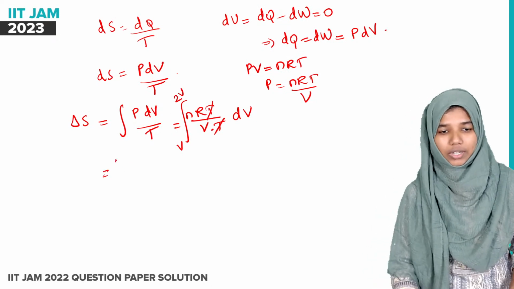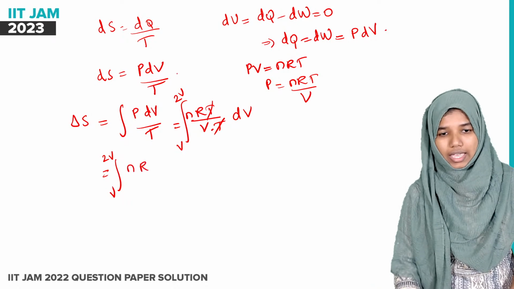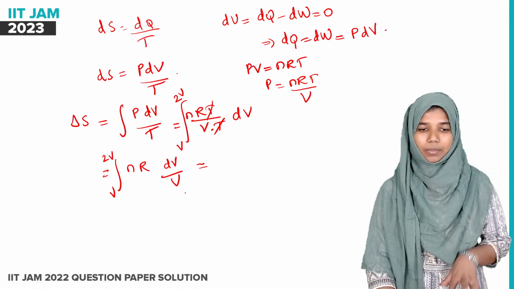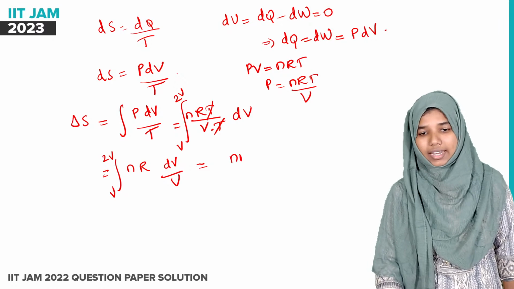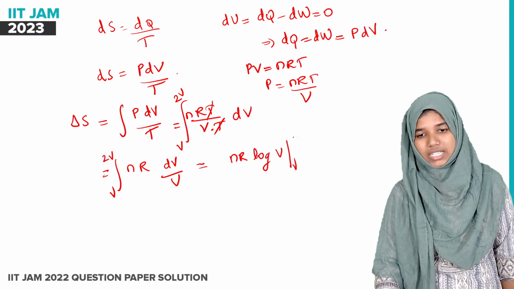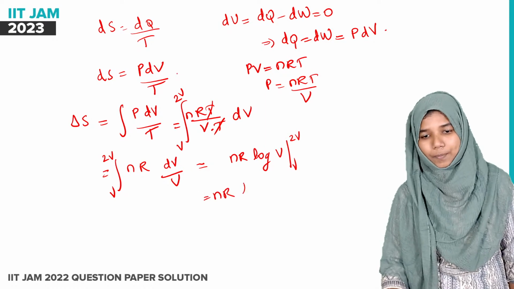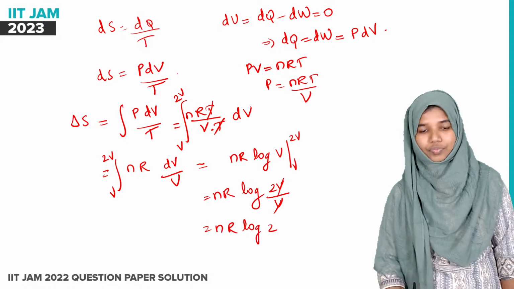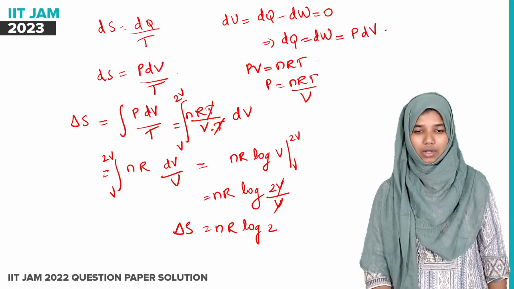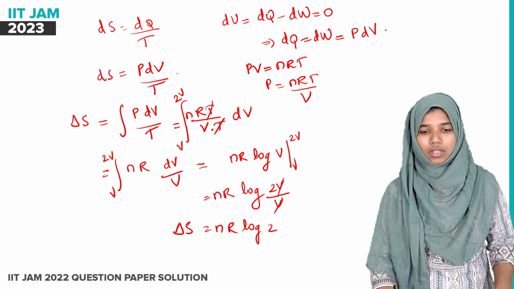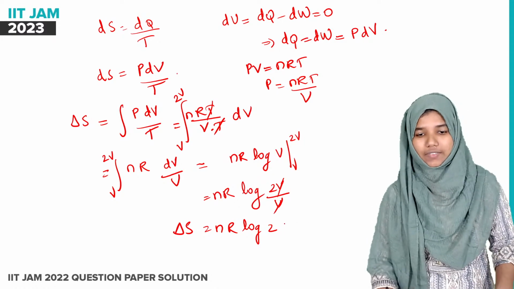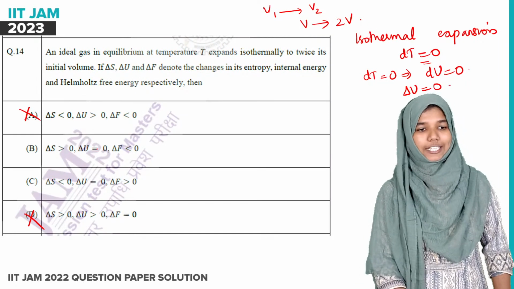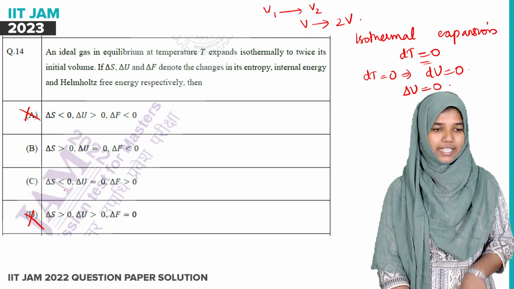T cancels. So this is equal to the integral from V to 2V of nR, constants, dV by V. Okay, so the integral of 1 by V dV is equal to log V, so nR log V between the limits V and 2V. This is equal to nR log 2V by V. V cancels. This is equal to nR log 2. Okay, so delta S is equal to nR log 2, and both are positive constants. Log 2 is also positive, so this is greater than 0. Okay, so delta S is greater than 0, which is option B. For option C, delta S is less than 0.